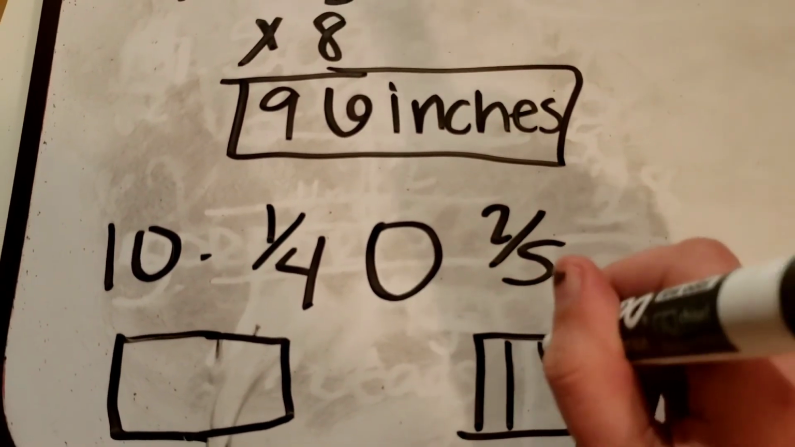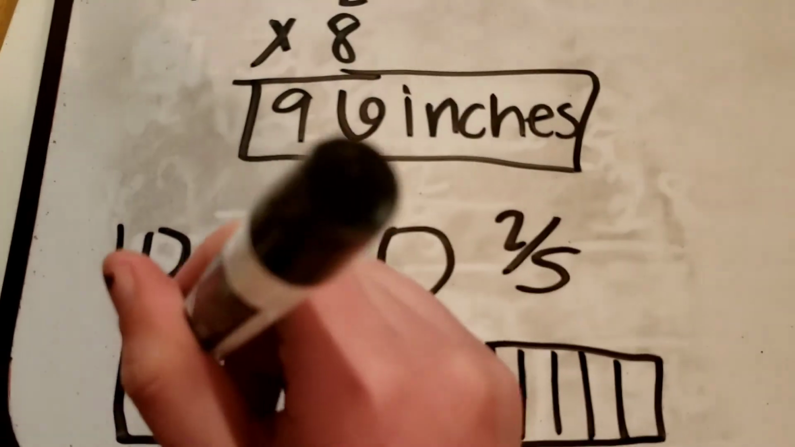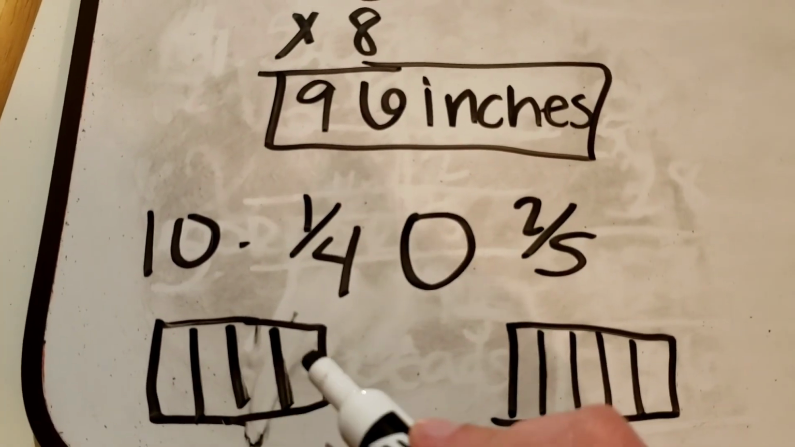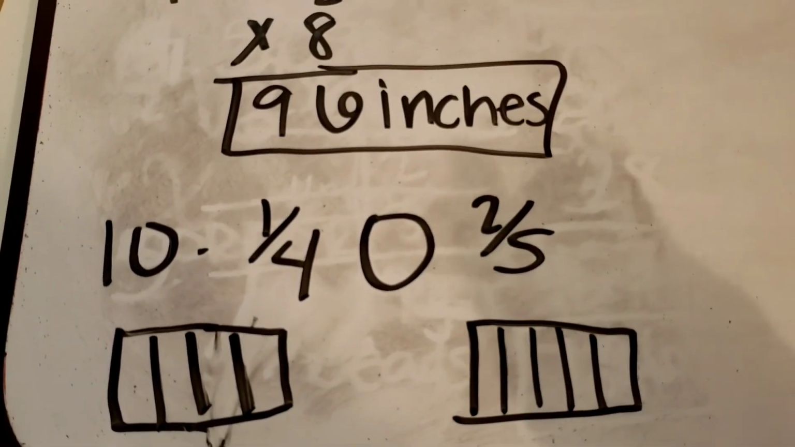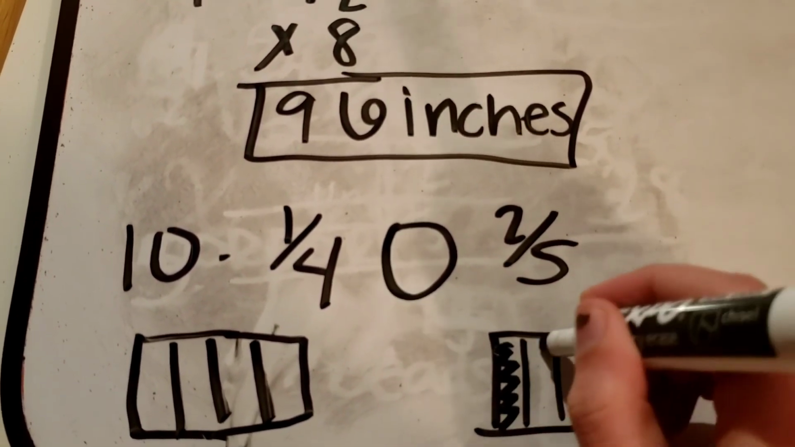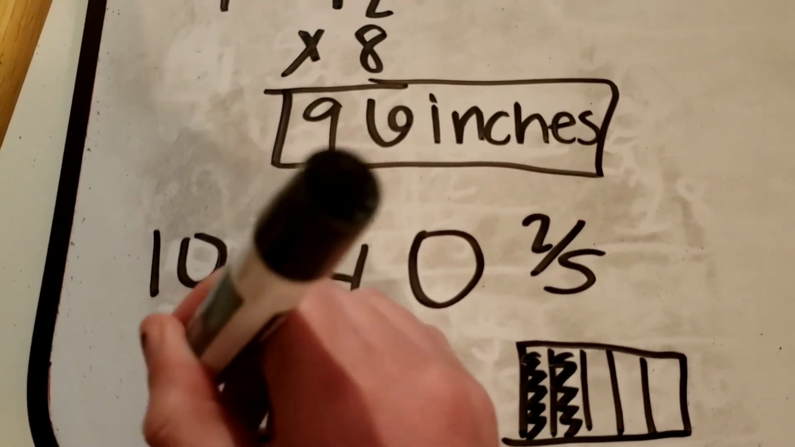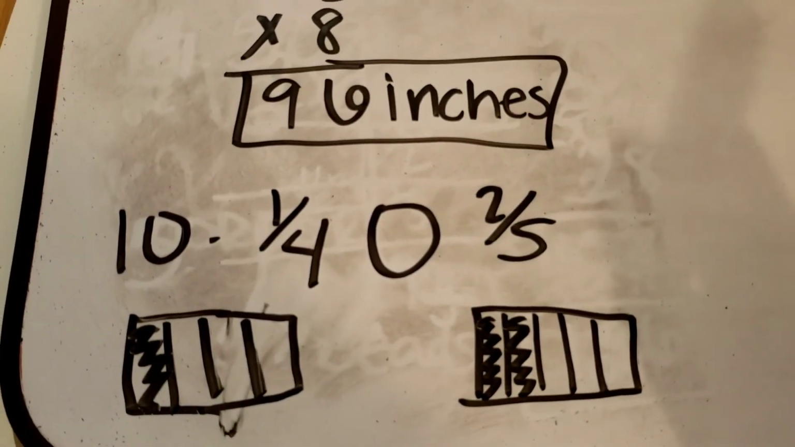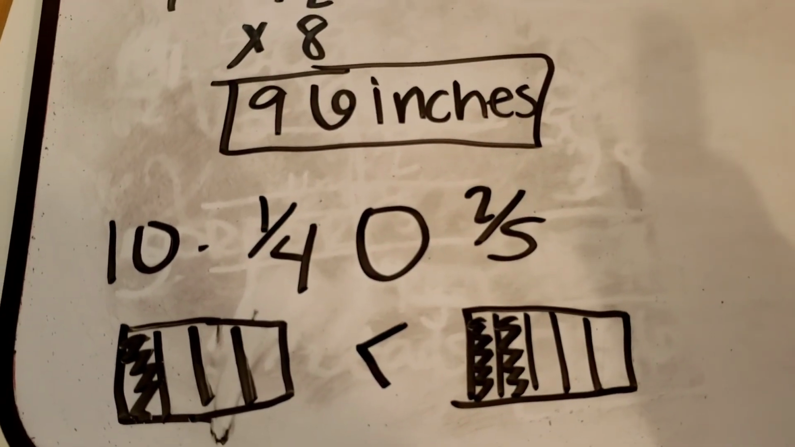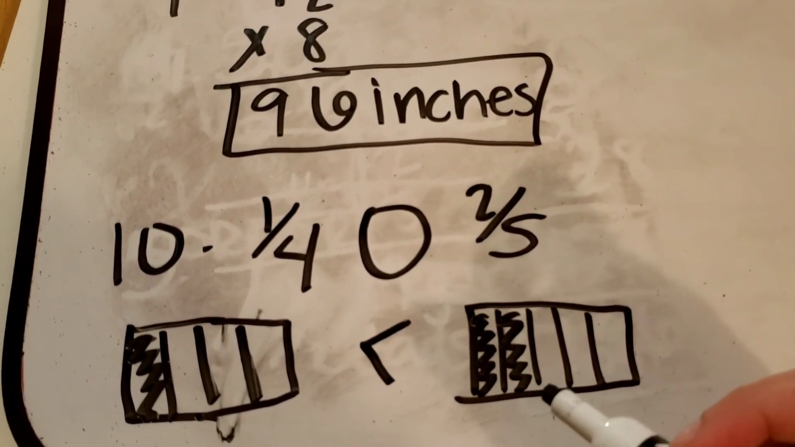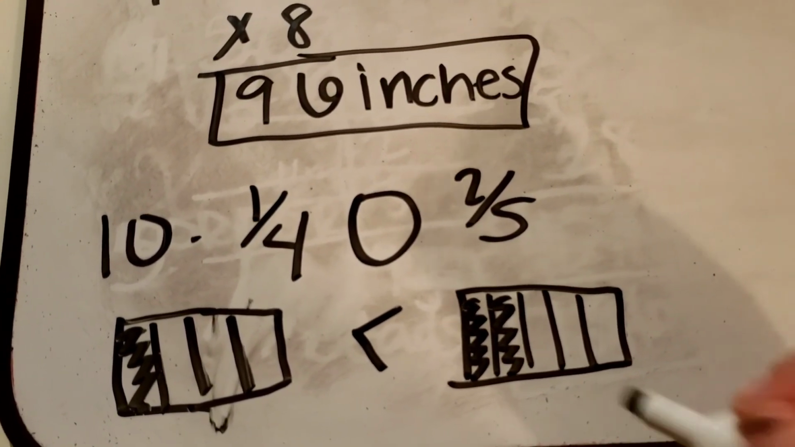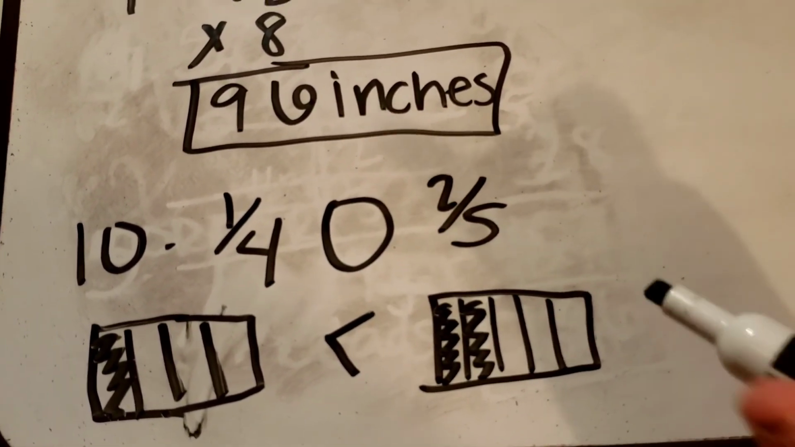Let's go 1, 2, 3, 4, and 1, 2, 3. So I divided it up into 4 and 5 pieces respectively. So I'm going to shade 1 of these and 2 of these. So it looks like 2/5 is bigger than 1/4 because more of this rectangle is shaded than this one. And so your answer is the less than sign.